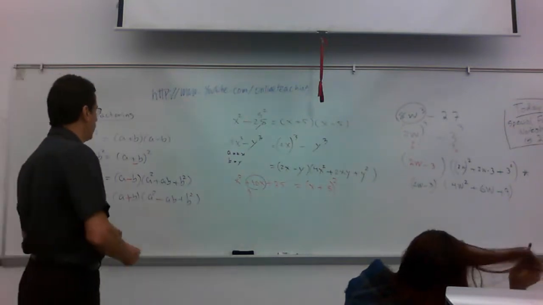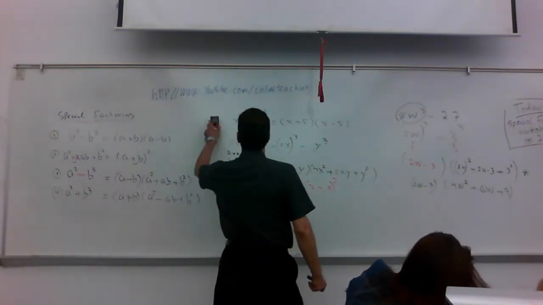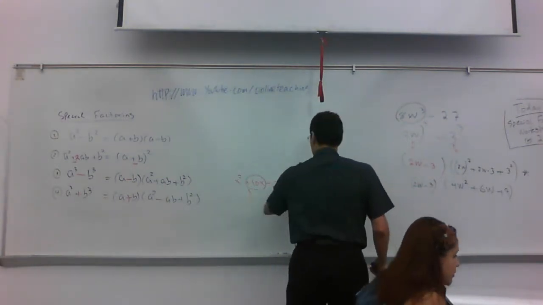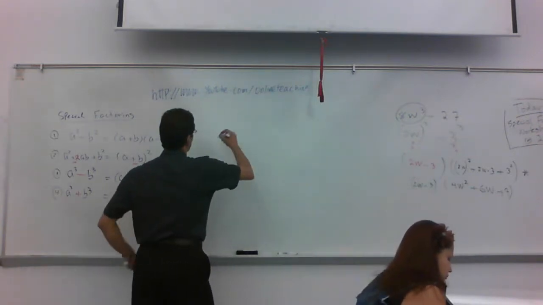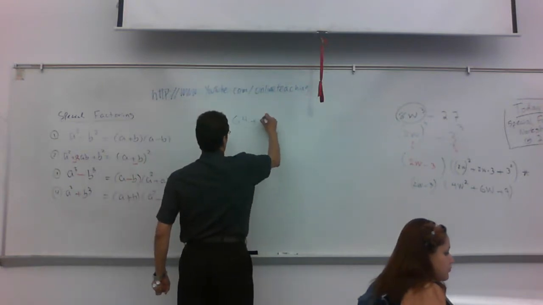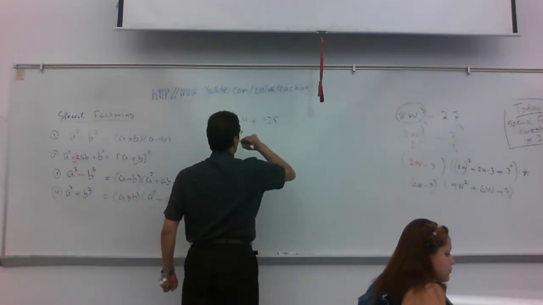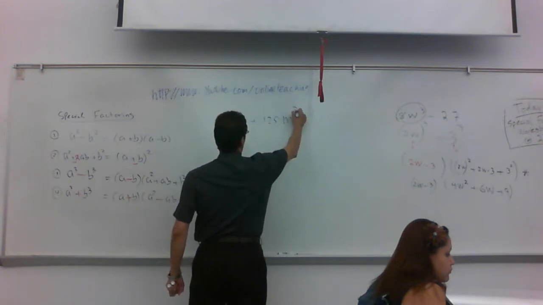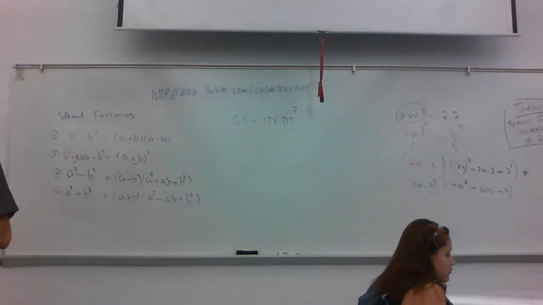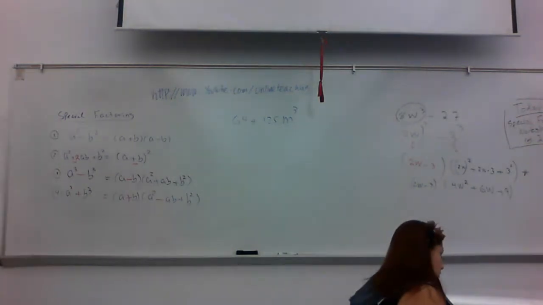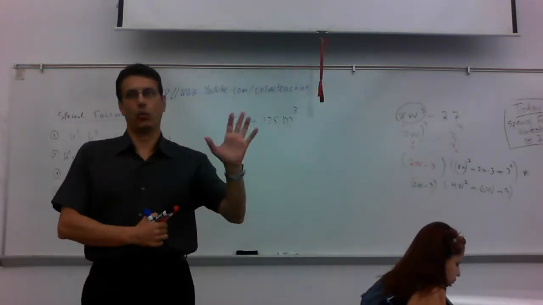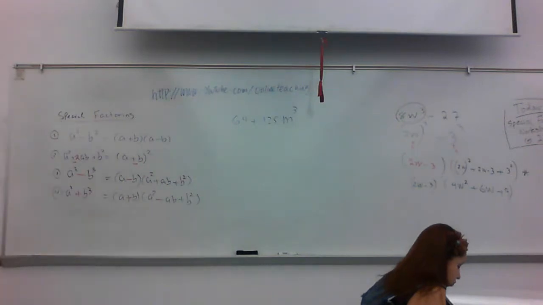Let me quickly give you one more example of that and see if you can come up with the answer. How about 64 plus 125 m cubed? Why don't you try this on your own? And all you have to do is figure out which pattern it fits in. And what is your A, what is your B, you have your answer.